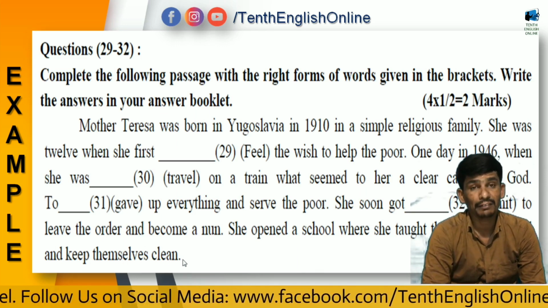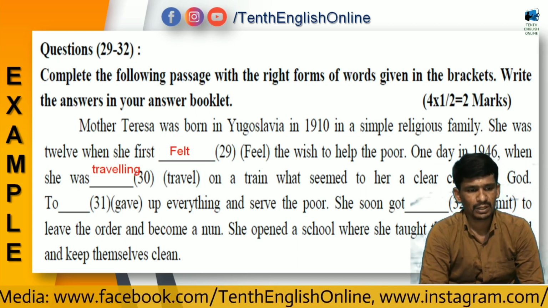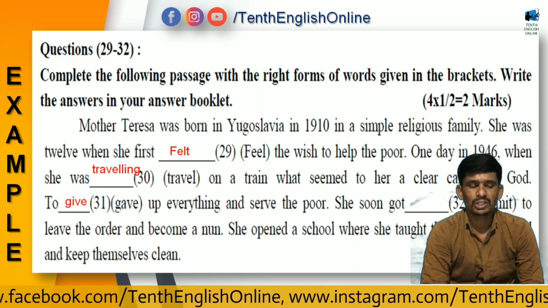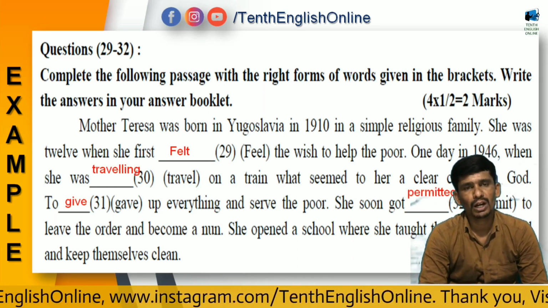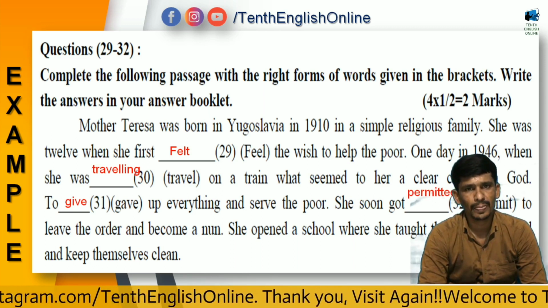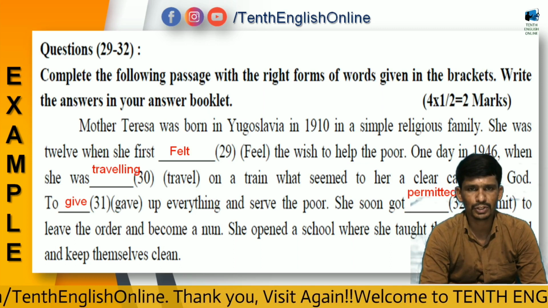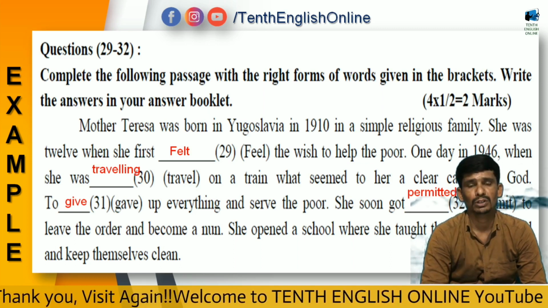Okay, I will reveal the answers for you. First one is felt, traveling, to give, and fourth one is permitted. So these four are the bits coming from Section B, vocabulary and grammar. So 5 bits carry 5 marks. Altogether it carries 10 marks only. Okay, now right.